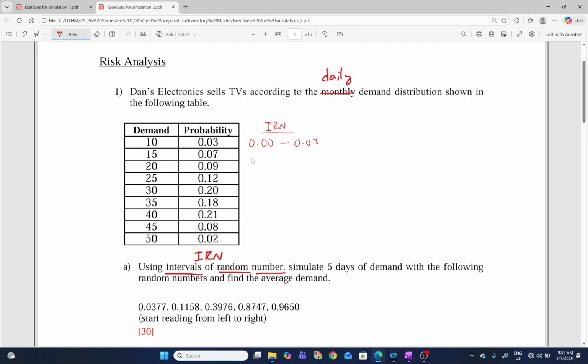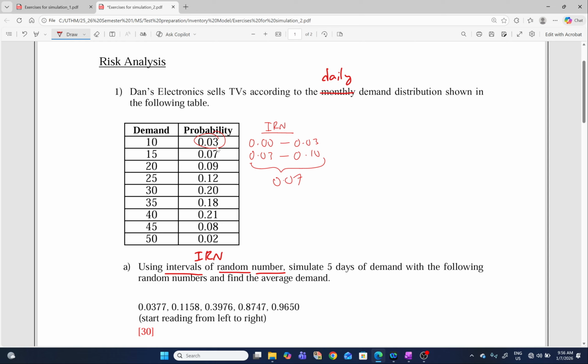The second one, you start with 0.03. Berapa dia punya lebar yang ini? Yang ini adalah 0.07. So you have to write here 0.10. Okay, this is actually your width of the interval. Lebar interval dia, panjang dia.